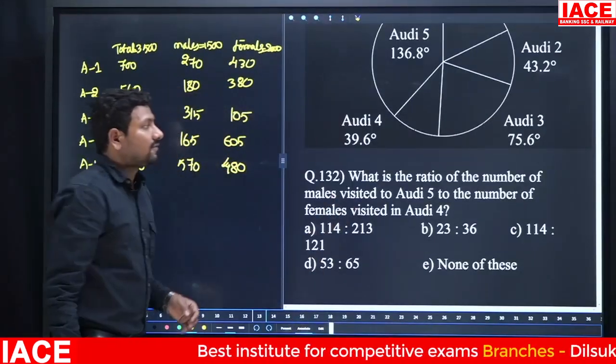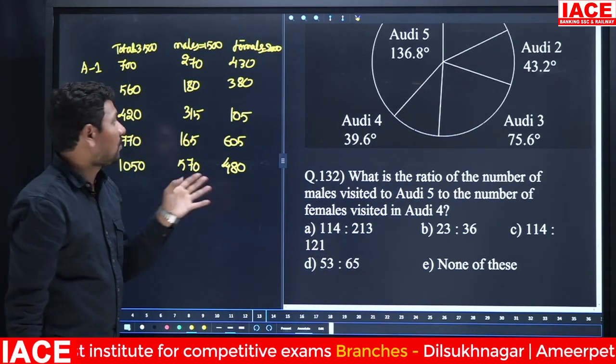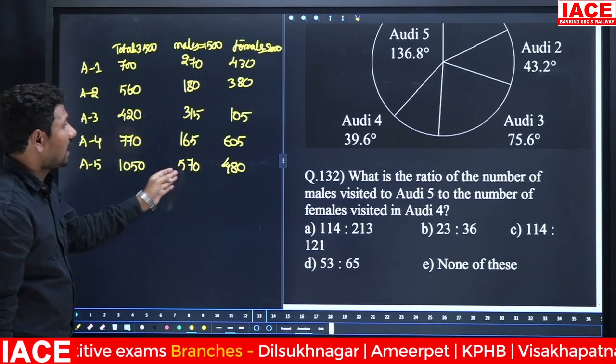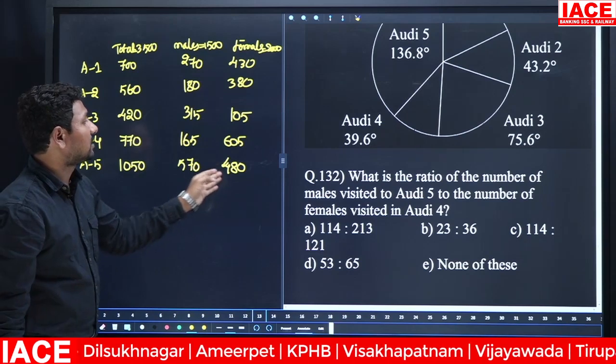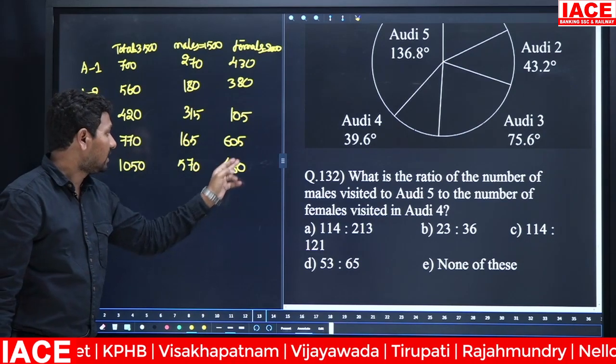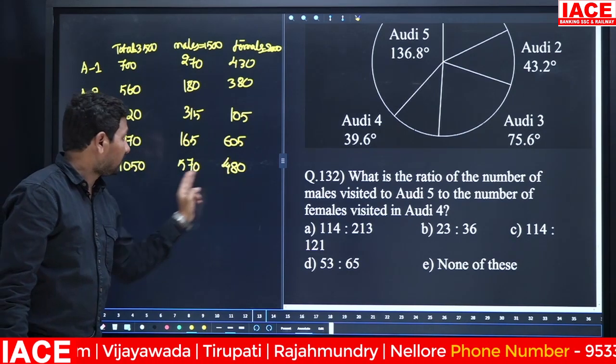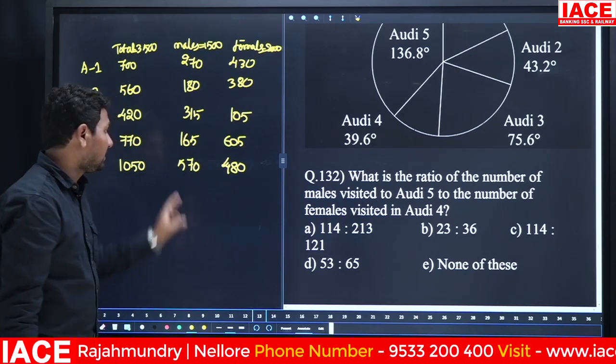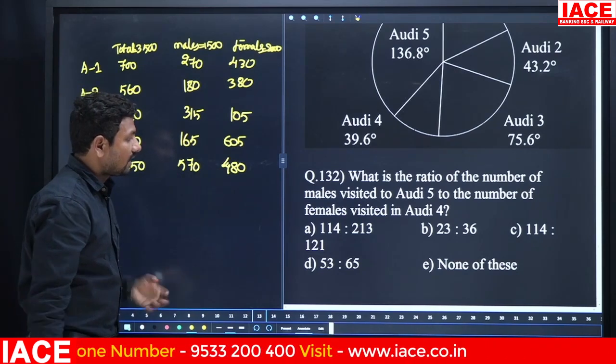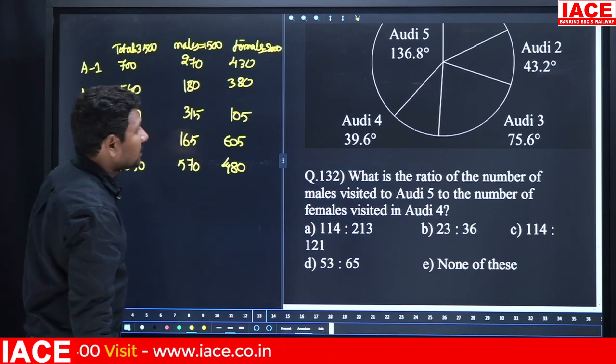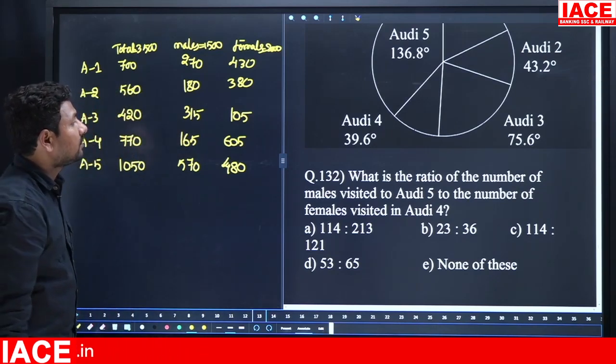Next, what is the ratio of the number of males visited to RD5 to the number of females visited to RD4? 472, 480. Here the 0s will be cancelled. 57, 48, both will be cancelled with 3. 3 19s, 3 16s. Here, RD5 visited to the number of females in RD4.